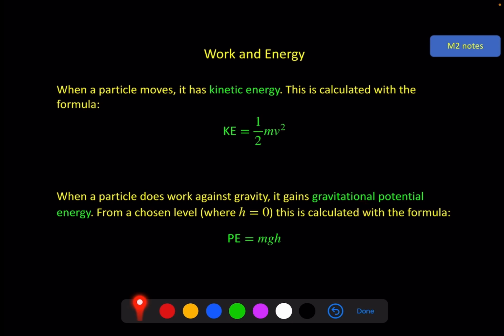The second thing, very important, is this bit here. From a chosen level, potential energy is relative to a chosen point or a chosen level where h is equal to 0. If you've got a particle that is above that point and you're using this as your 0 level, then it has positive potential energy because h from the 0 level is considered positive.